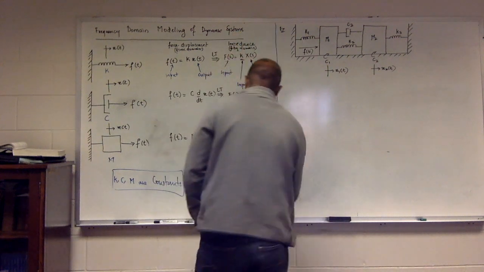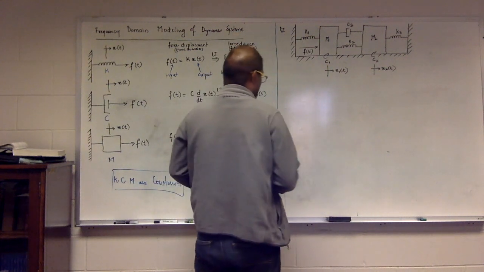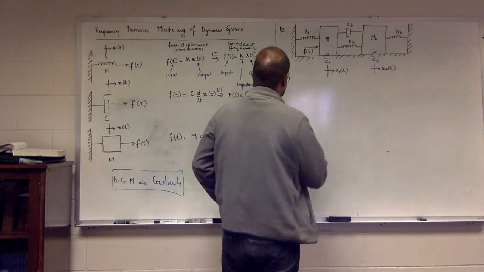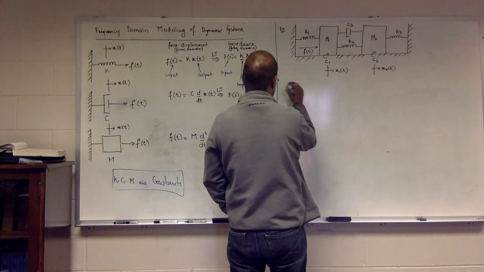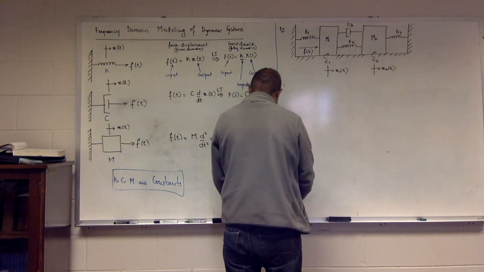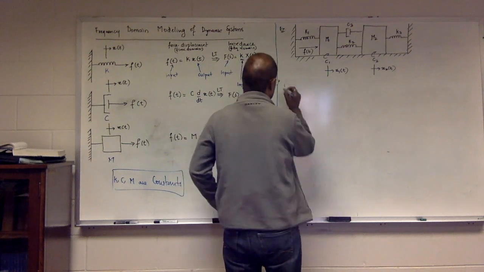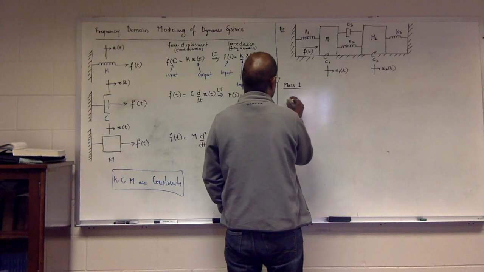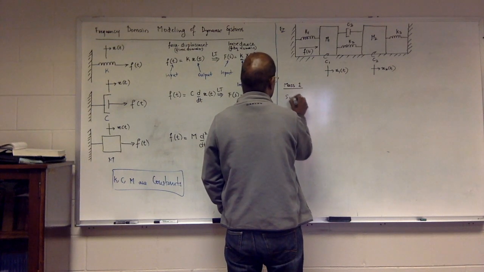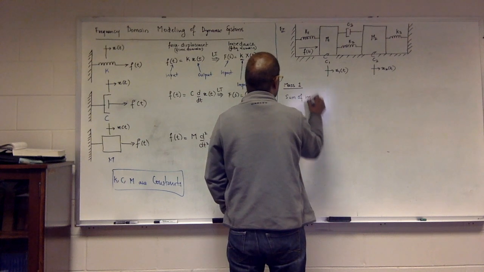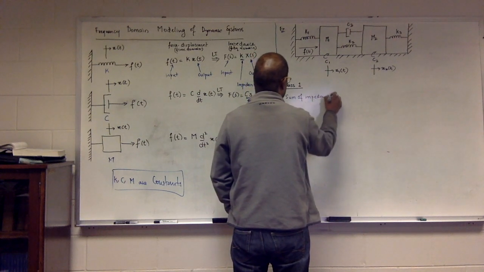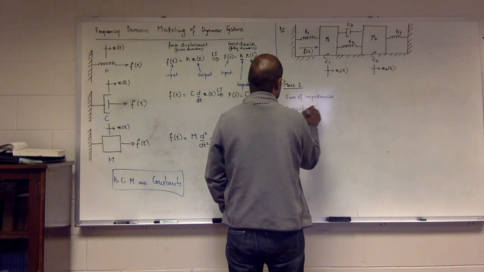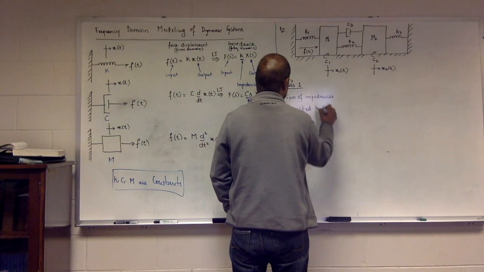So the impedance approach is, you start with mass 1. How many other masses are there? You look at the sum of impedances connected to M1.